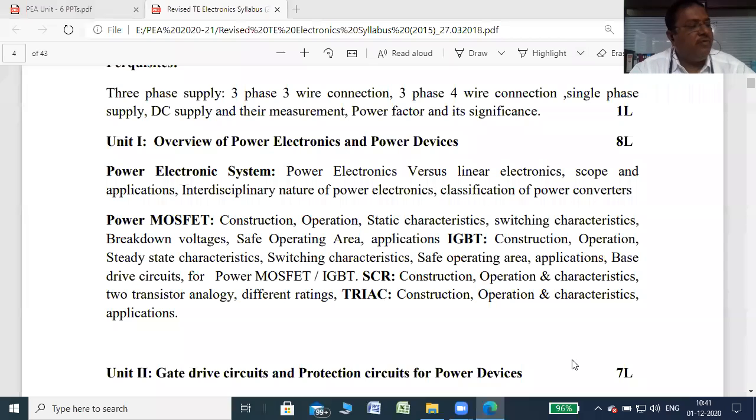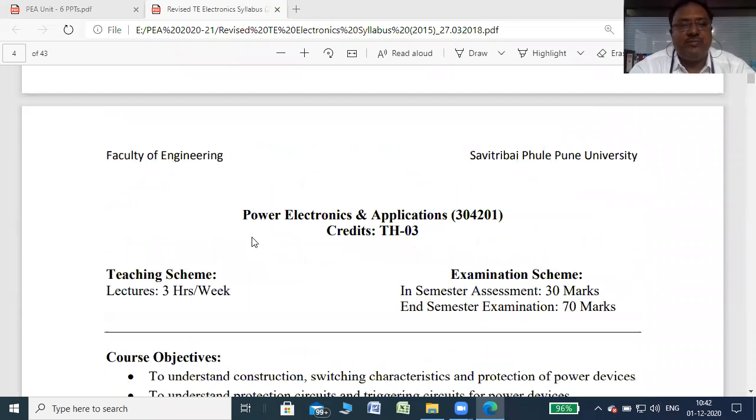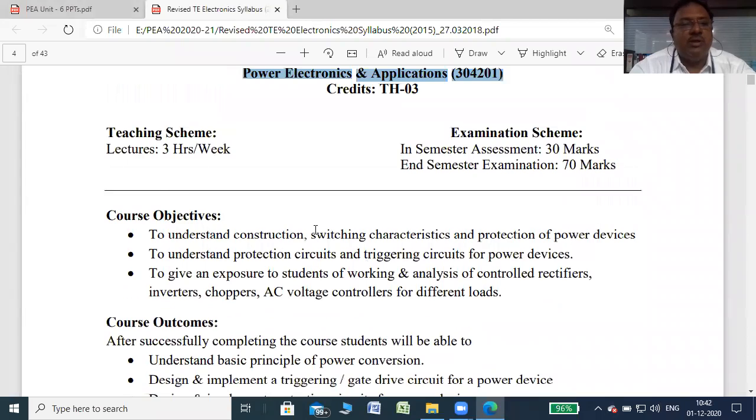In the last lecture, we completed our last unit, unit number 6. So today, we will take a revision of all units, maybe this lecture and maybe the next lecture, so that we can look at what we have learned throughout this semester in this subject. The subject is power electronics and applications.